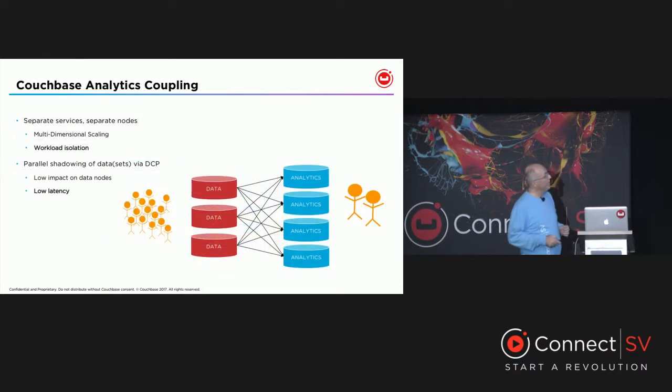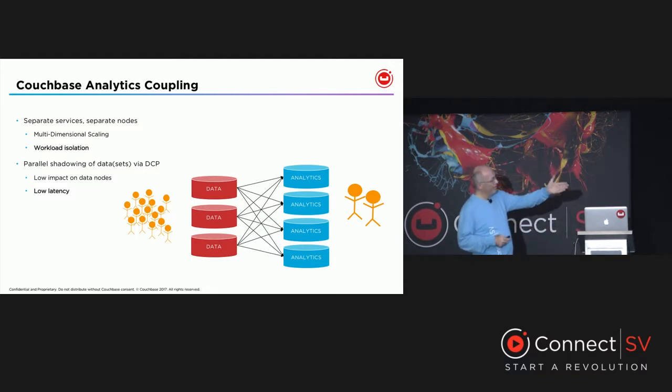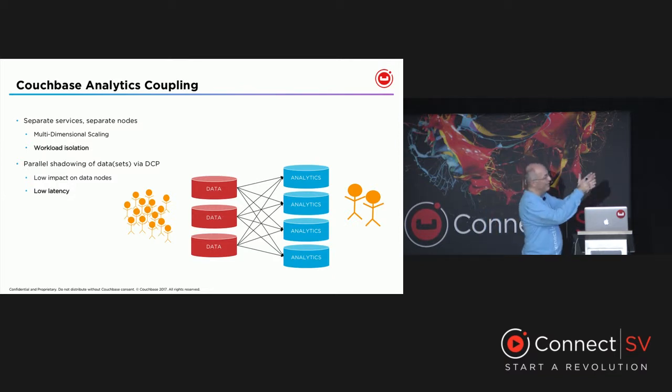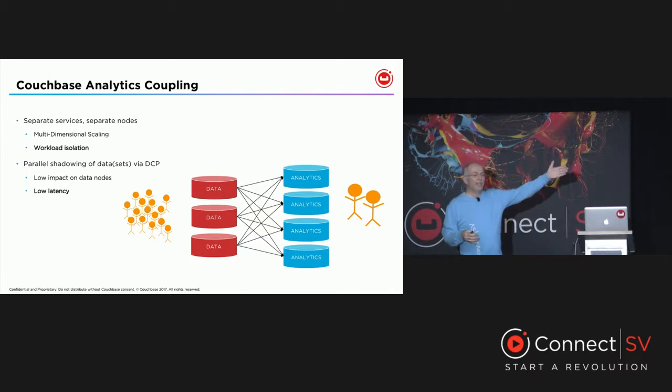All right, and so similarly, on the data side, it is very similar. We already talked about the fact that we have these different nodes that provide workload isolation because the different services run on different nodes. And the same level of parallelism that we have when running those queries, we also have when getting the data from the data nodes to the analytics.